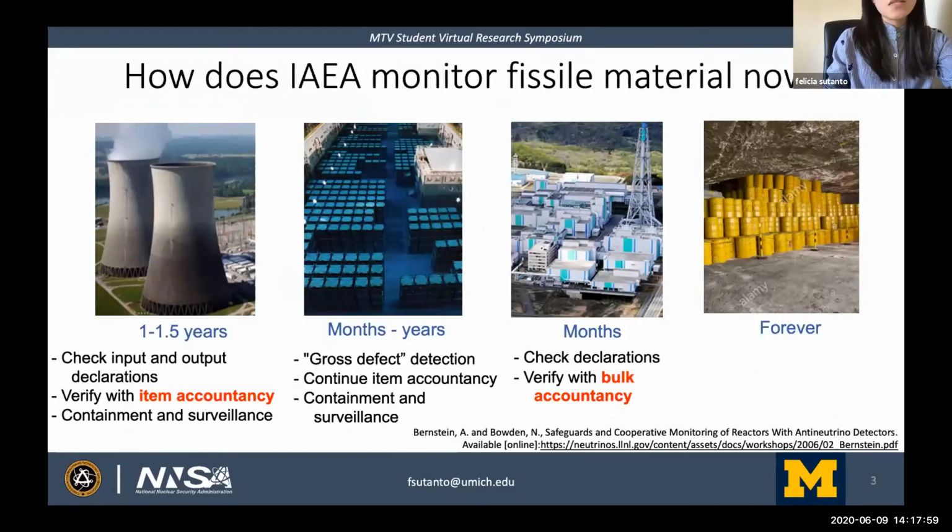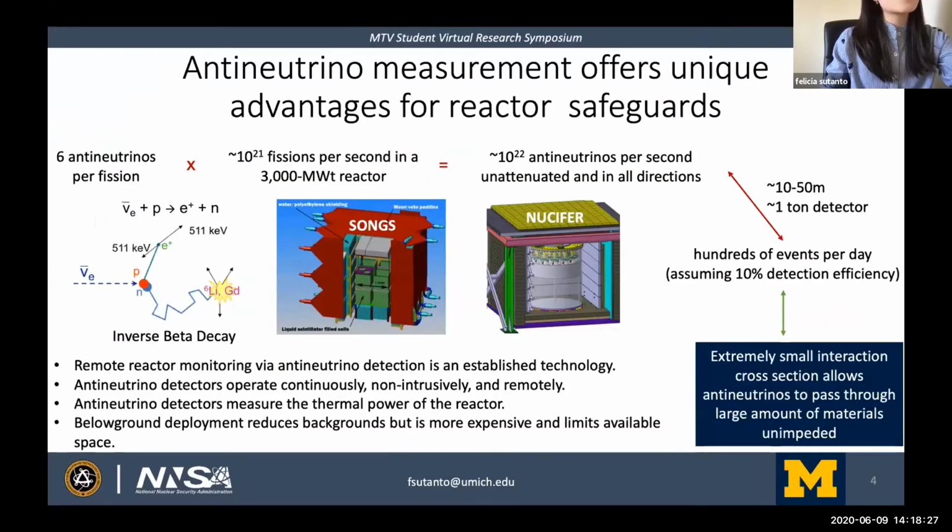So conventional safeguard practice focuses on material redundancy and surveillance to track the fuel assemblies, and such practice is costly and also time-consuming for both the agency and also the reactor operator. We rely on operator declaration, and there is no direct return inventory measurement made until the fuel is reprocessed. And so there is a motivation to develop a method where we can monitor the process status of a reactor directly, non-intrusively and continuously. Now, a reactor is the most intense man-made source of antineutrinos.